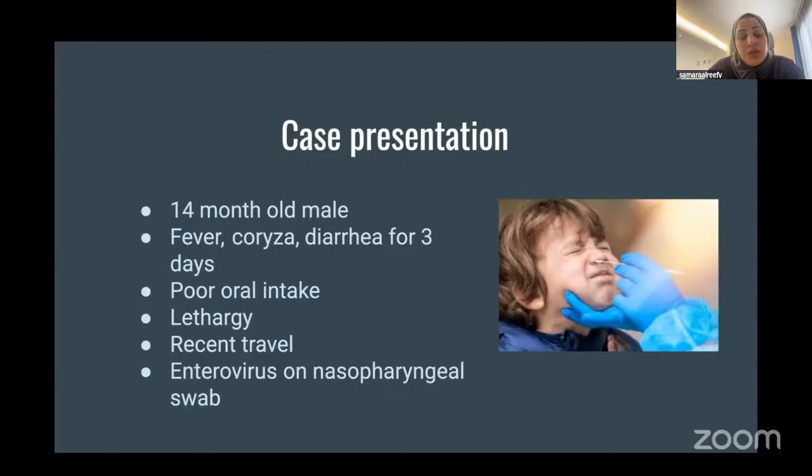So initially, with the history taken, we proceeded to physical examination. He was vitally stable. We managed the fever. We gave fluids for dehydration. We gave antipyretics. His labs were reassuring. He had a negative CRP. White blood cell count was slightly reduced.